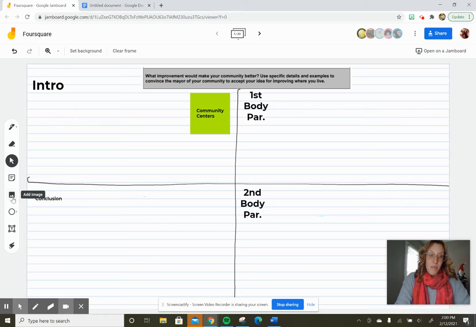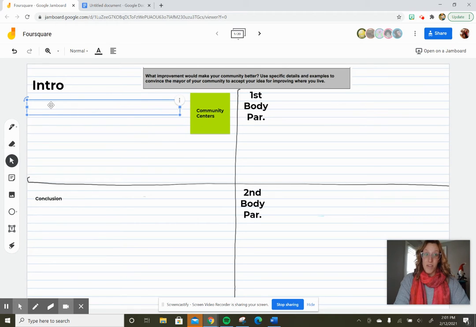The next thing that you want to do in your intro, I like to start with the hook. I know the thesis is a must, but I also like to write out my hook because I feel like I'm not super creative. So I want to make sure I have my hook already ready to go for me. So I'm going to go with a personal analogy and write a little story about why a community center would make a big difference.